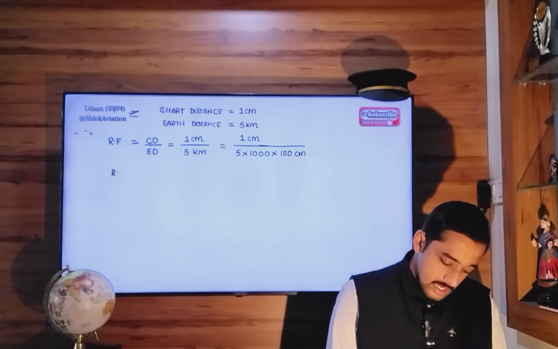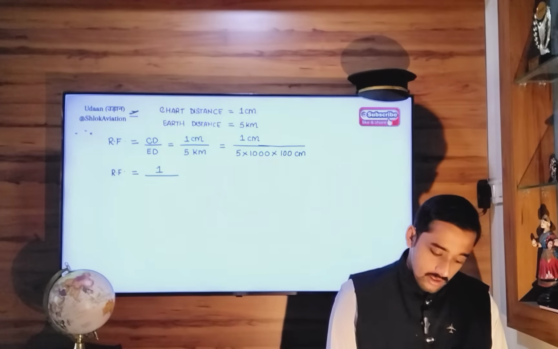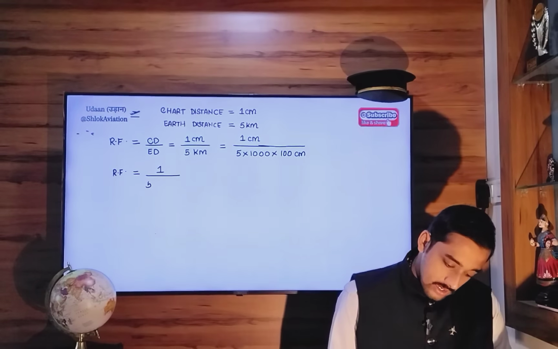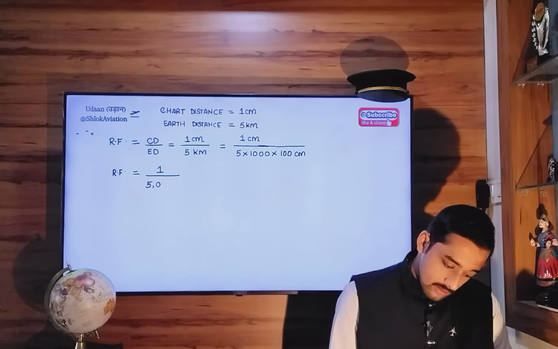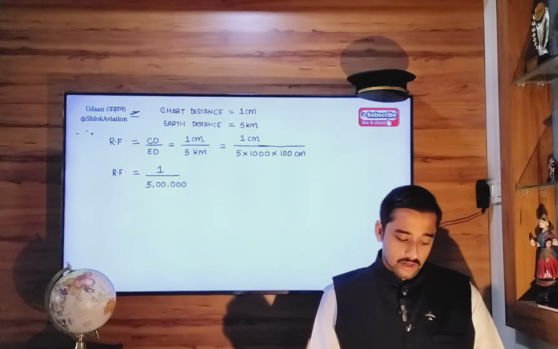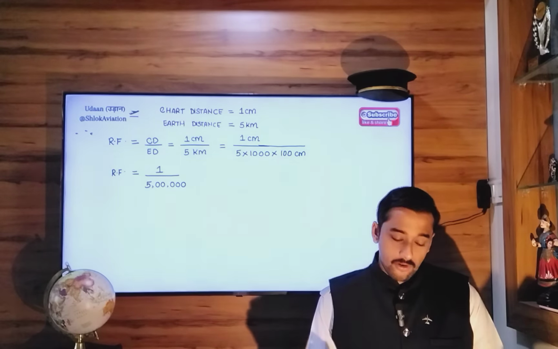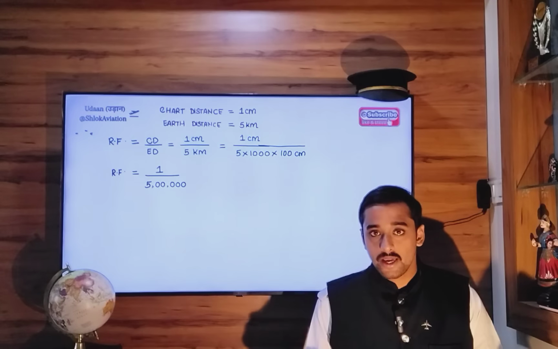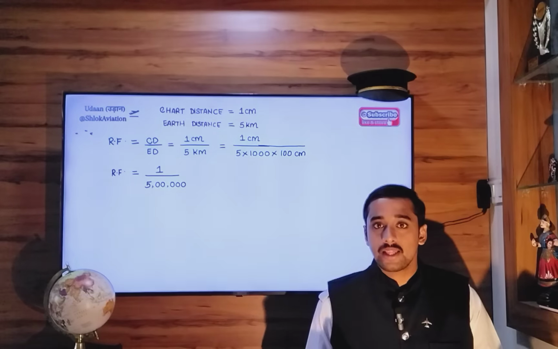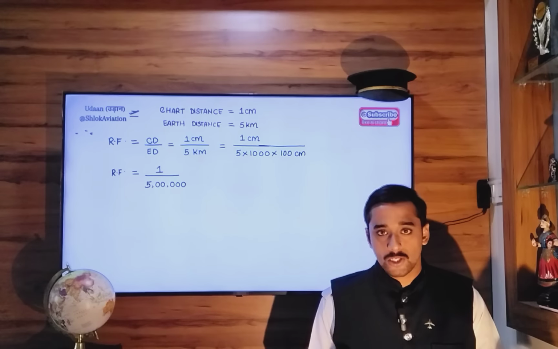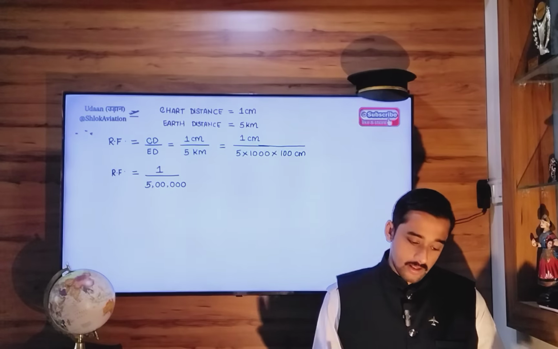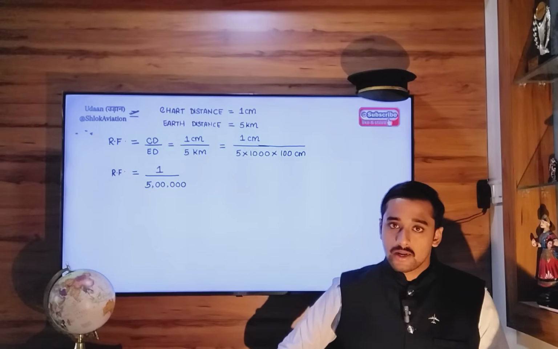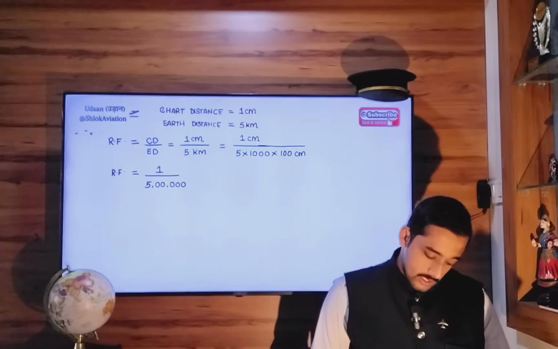Now let's solve this further. 1 divided by 5 into 1000 into 100, that is equal to 1 divided by 5 lakhs. This is your final answer. Representative fraction will not have any unit. It's a dimensionless quantity. So 1 by 5 lakh is your final answer. In the exam, select that option which is closest to this. So this is how you do it. Very simple. First we converted kilometers into meters and then converted meter into corresponding centimeter. Next, let's go to the next question.